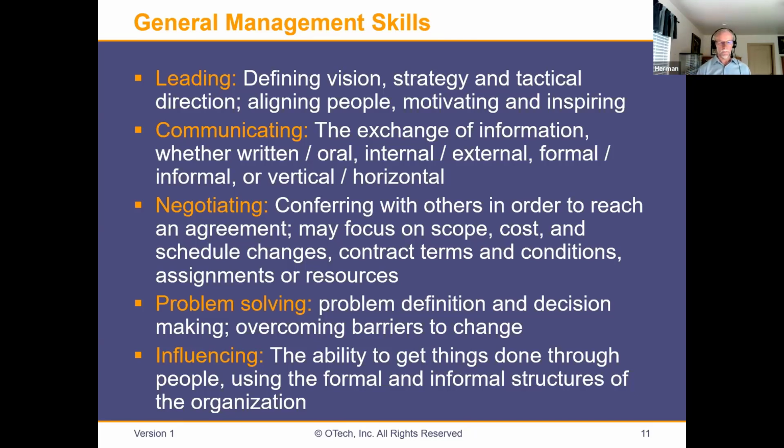Different backgrounds as well. You need to be able to do problem solving. Okay, we have an issue right here. What is the problem? How can we fix it? And then influence, using the formal or informal structures, right? And sometimes it might be as easy to bring donuts in the morning to create some goodwill with the department.